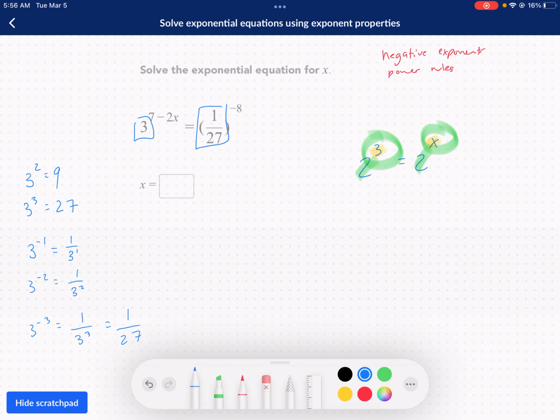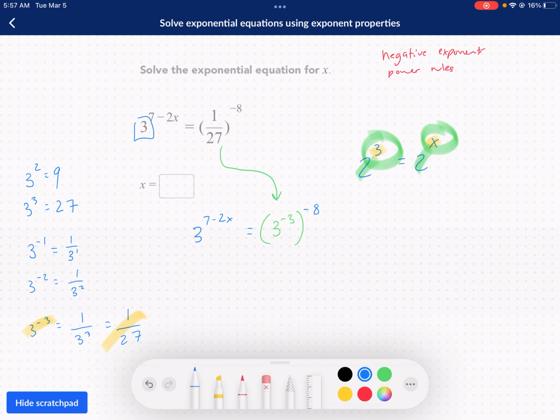So that's like a cheating way, I don't want to say cheating way, but it kind of is, of how we can get this base to match. Instead of writing 1 over 27, we are going to instead write 3 to the negative 3. So we're going to replace this, okay? And I kind of covered it up, but that's okay. We're going to replace it with, I'm going to write it in green, 3 to the negative 3 instead of 1 over 27. The left side is going to be the same. So we have 3 to the 7 minus 2x, and then that's still to the negative 8 power. Okay, I think we're ready to move on from here.